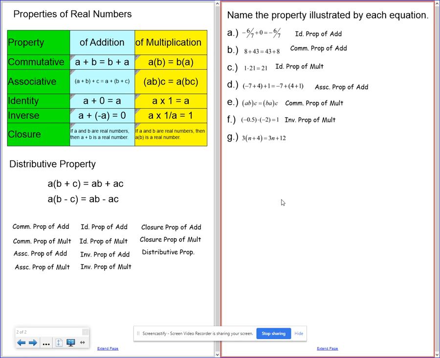And then last, we've got 3 times the quantity n plus 4 equals 3n plus 12. So what changed? Well, this side we have grouping symbols. Over here we don't have any. So normally when the grouping symbols are removed, that's probably a dead giveaway for the distributive property. Are we taking this 3 and multiplying by the n, and then taking the 3 and multiplying by the 4? Yes. So this is just the distributive property. And again, the distributive property is just the distributive property. It's not one for addition or one for multiplication.